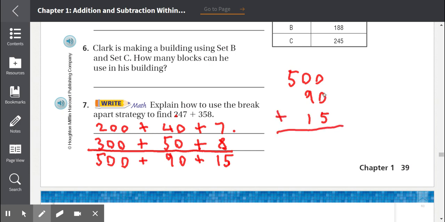0 plus 0 is 0. 0 plus 5 is 5. 0 plus 9 is 9. 9 plus 1 is 10. We carry our 1. 1 plus 5 is 6. So here we just showed how to solve the problem.